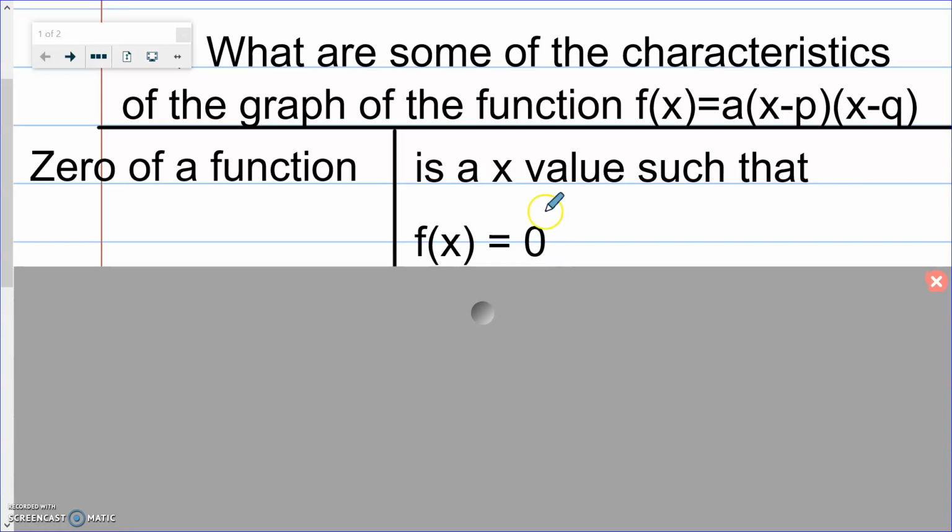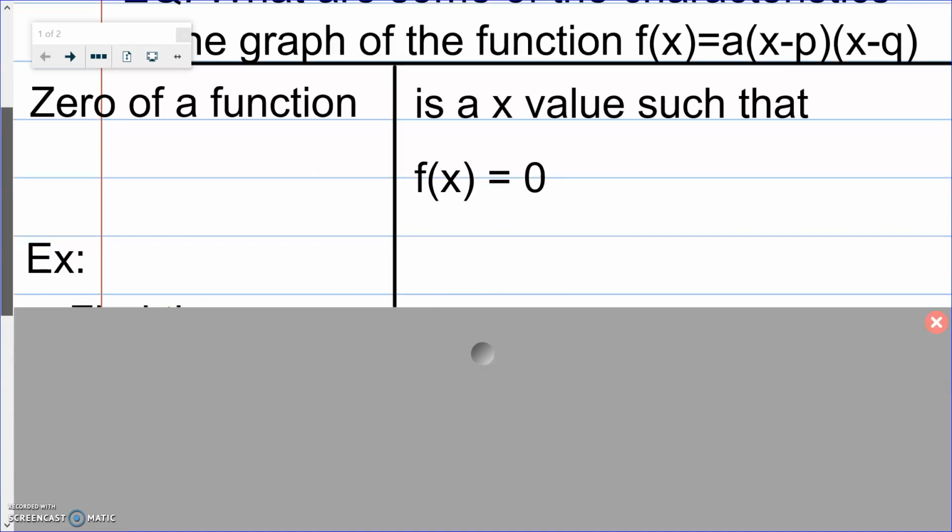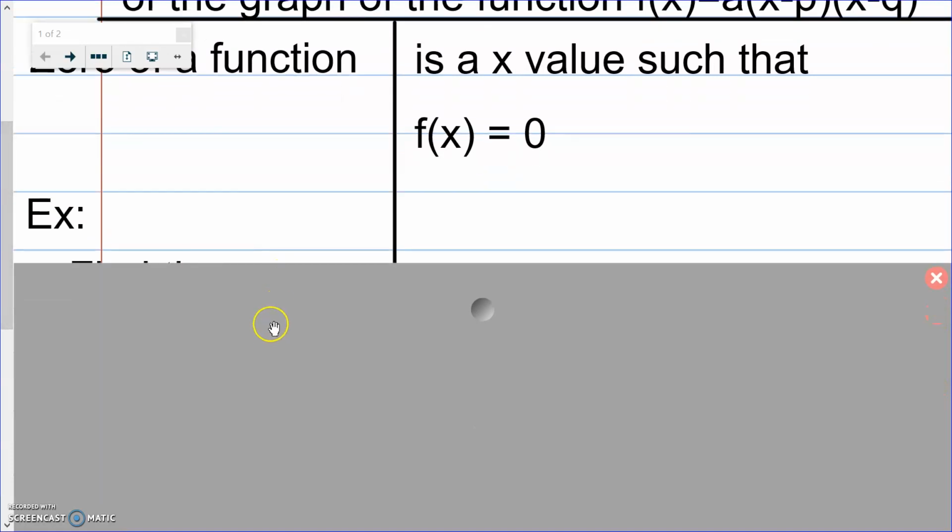A zero of a function is any x value that we can plug in so that f of x will equal 0. We'll be focusing on that whole concept today. So let's look at an example.